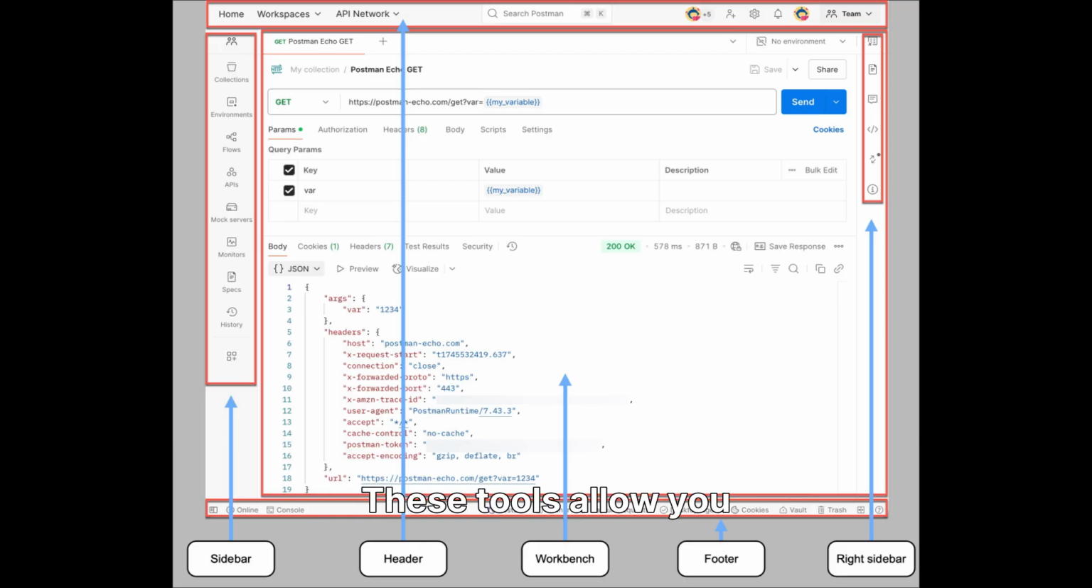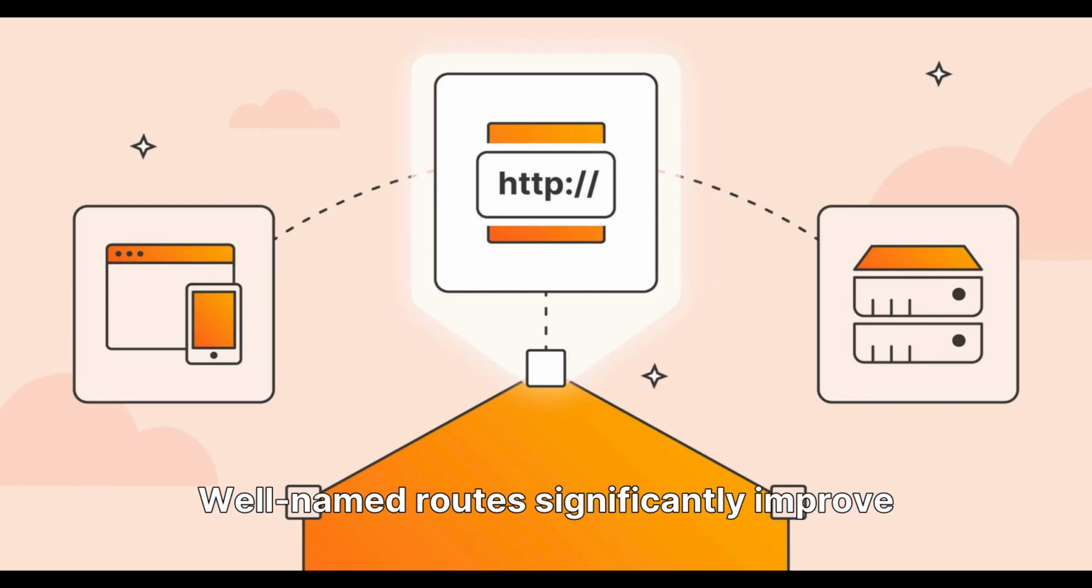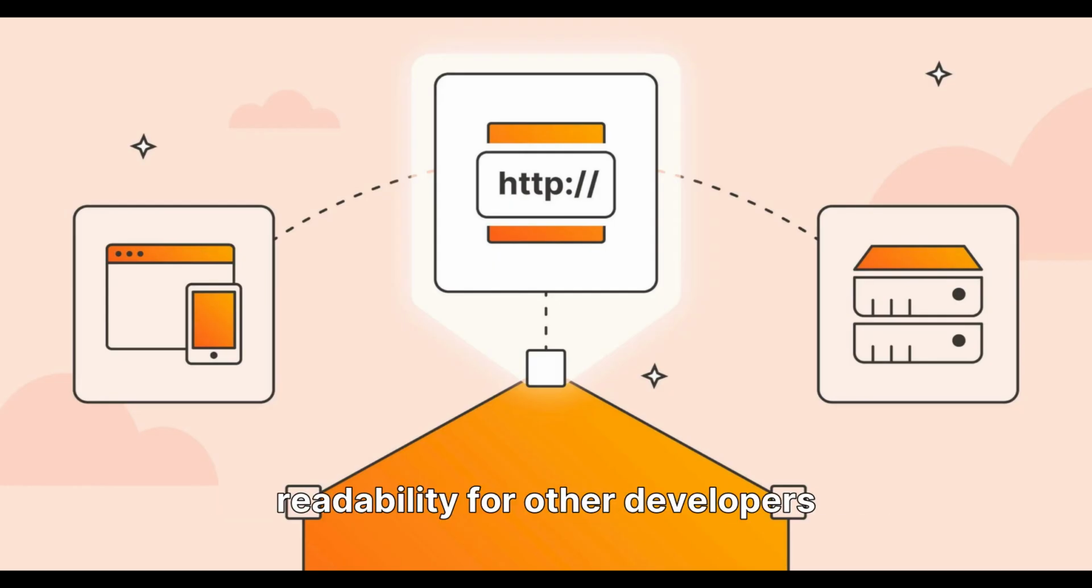These tools allow you to send various HTTP requests and inspect the responses, ensuring your API functions correctly and as expected under different scenarios. A valuable tip: always use clear and descriptive route names for your API endpoints. Well-named routes significantly improve readability for other developers and enhance the overall maintainability of your API, making it easier to understand and extend in the future.